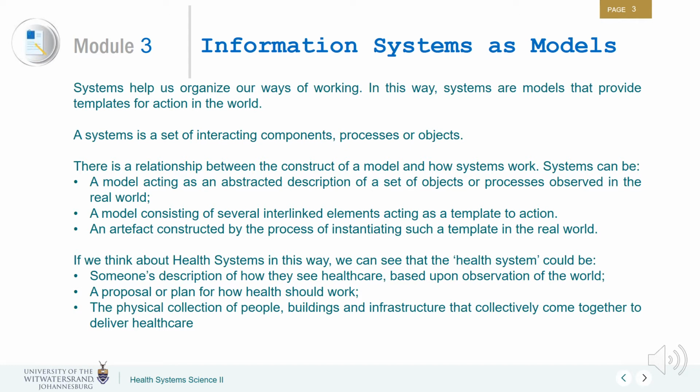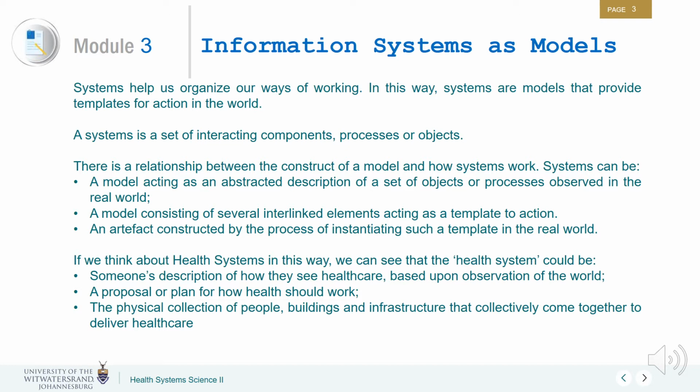If we think back to Health System Science 1, we looked at some of the component parts of a health system. We looked at them in isolation: human resources, financing, policy, medicines and technologies. But what's important is to see how those different component parts interact. And it's within those different interactions that we see the complexity within a system. So there's a relationship between the construct of a model and how a system works.